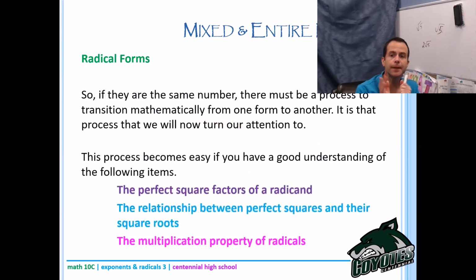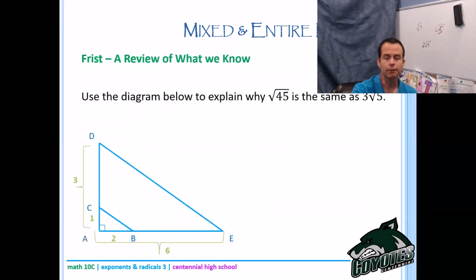All right, so if they are the same number, there must be a process to transition mathematically from one form to the other, and that's what we're now going to pay attention to. This process becomes very straightforward when you think about a couple of things. The perfect square factors of a radicand, and I asked you to memorize some of those for me. The relationship between perfect squares and their square roots, and this new thing we just talked about, the multiplication property of radicals.